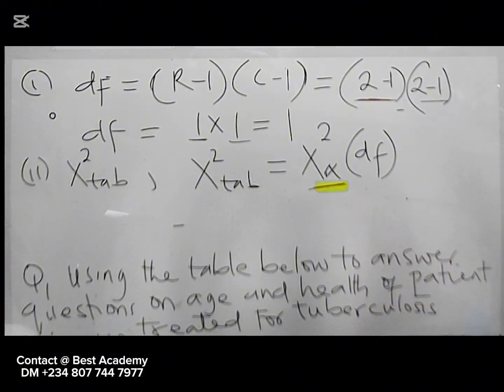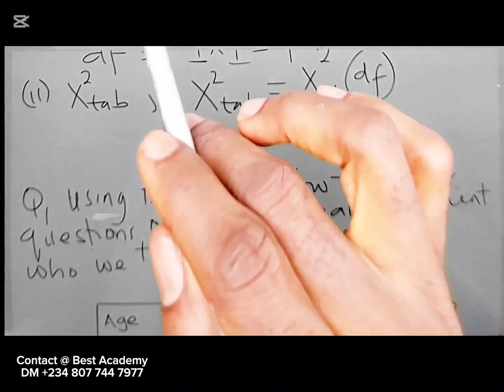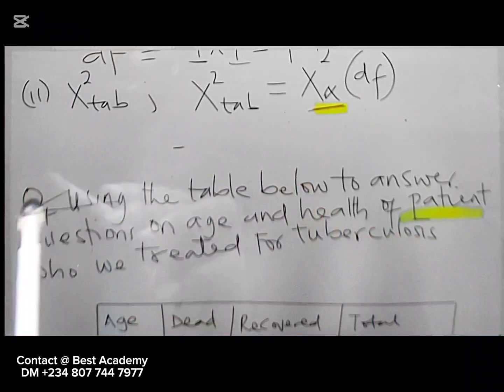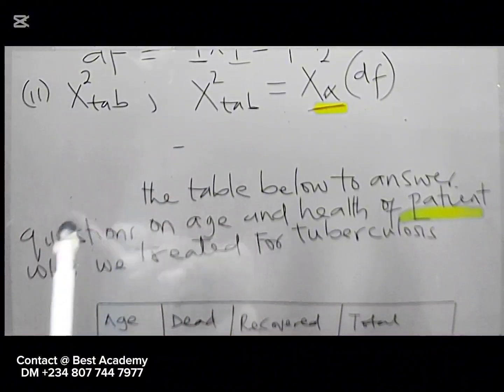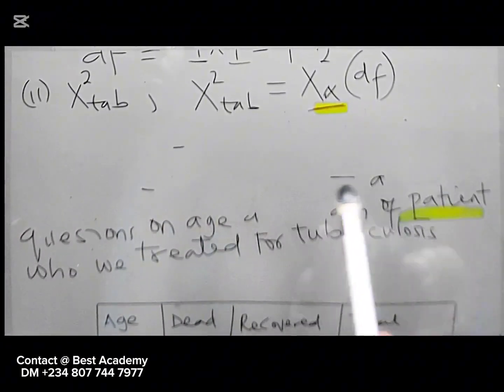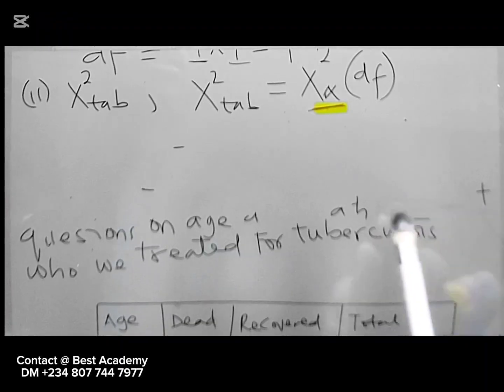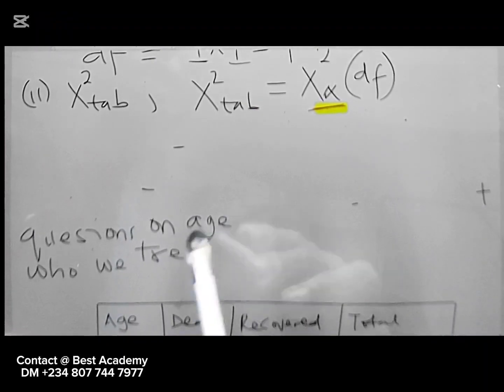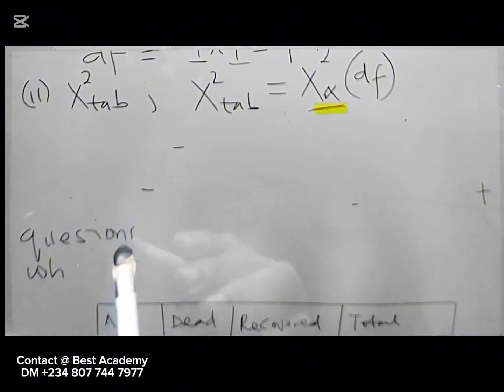For medical statements, our alpha is 5%, while for social statements, our alpha is 1%. Please take note. If you read this particular question here, this is going to be a medical statement. You can see it here, patient and all. So our level of significance here, which is the alpha part, will be taken as 5%. Please take note. So if alpha is 5%, I'm going to have something like this coming.